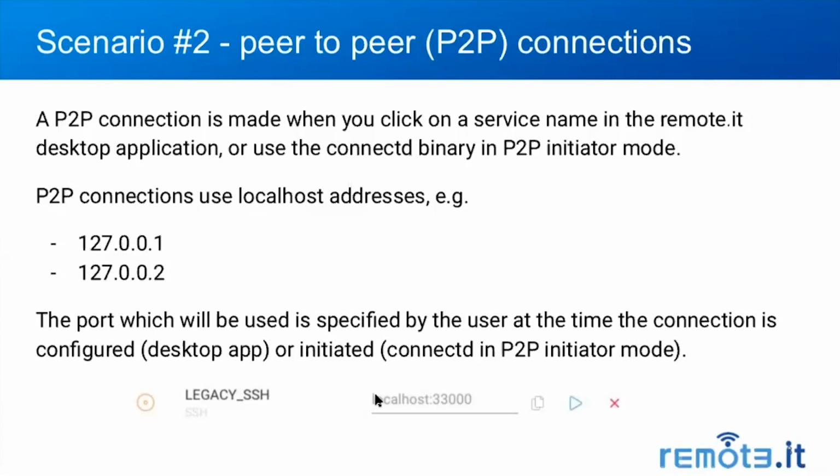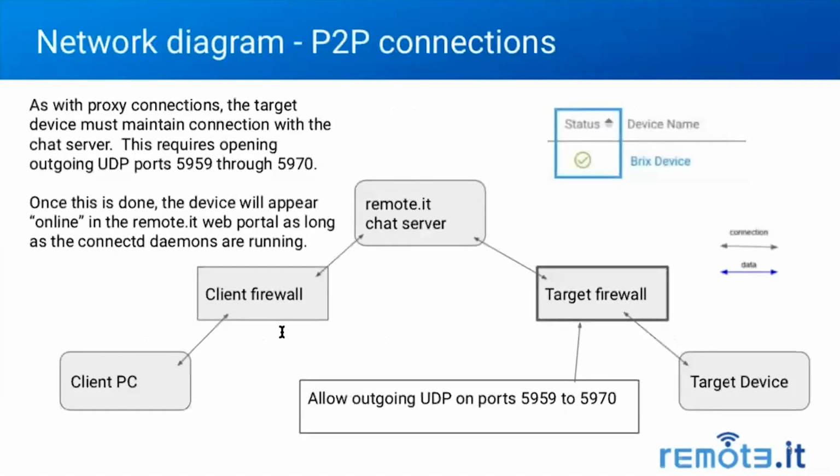When you first click in the desktop app to create a connection, you're asked to enter a port, or I think it actually auto assigns them. Or if you're using the connectee daemon directly, this would be either on the command line or in the program that you wrote that uses that. And the first part of this is the same as in the proxy connection, because essentially we haven't yet made a connection. We're just looking at the target device communicating with our chat server through ports 5959 to 5970. It appears to be online.